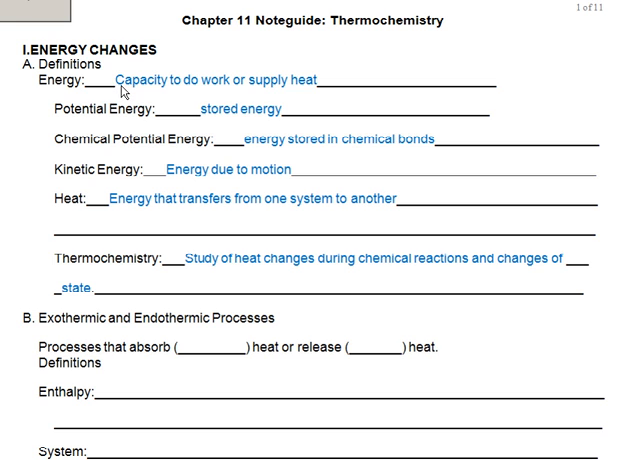We have energy. Energy is the capacity to do work or supply heat. Within energy, we can break that down further into some other categories. First category we're going to look at is potential energy. This is stored energy. An example of this stored energy would be water at the top of a waterfall.